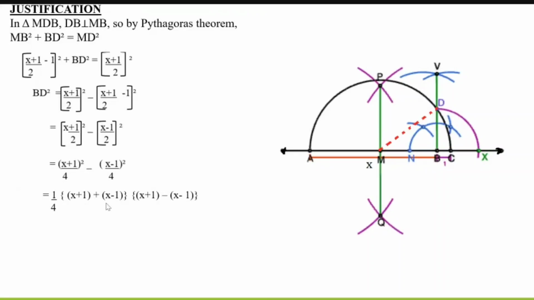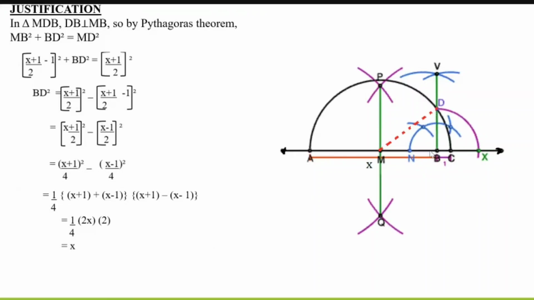That is (x plus 1 plus x minus 1) into (x plus 1 minus x plus 1), which simplifies to give me x and x, that is 2x, into 1 plus 1, which is equal to 2. So I get 1 upon 4 into 2x into 2, which gives me x. Now BD square is coming out to be equal to x. That means BD comes out to be root x.